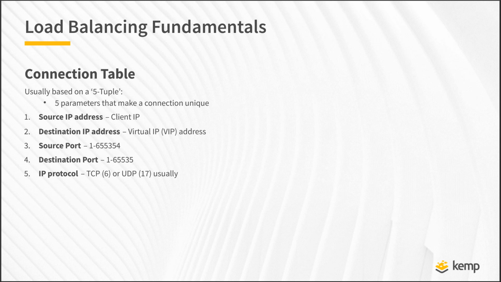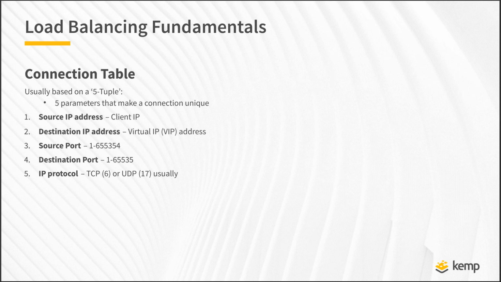And that connection table is based on what we call a 5-tuple. In other words, there are 5 parameters that the load balancer uses in its table to identify and distinguish each connection to make them unique so that it can manage them all properly. Those 5 fields typically are going to be source IP address. What is the IP address of the client? The second is the destination IP address. What is the IP address that the client is trying to get to? This is usually going to be that virtual IP address, at least on the front side of the load balancer.